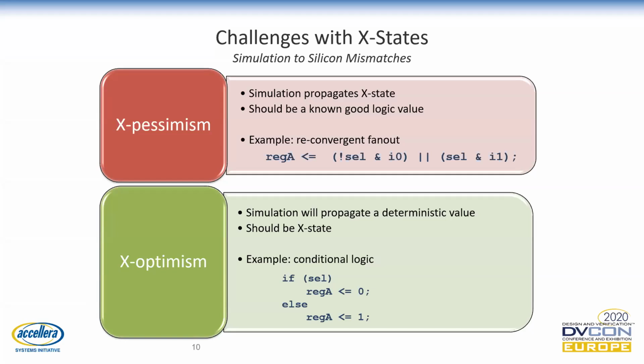In the case of X optimism, simulation will optimistically propagate a deterministic value. But in silicon, the logic would be an unknown value. In this example, the else condition becomes active when select goes unknown, so the simulation would always propagate a 1. But in silicon, we don't know what reg A would be. So reg A would be unknown in silicon if select goes to a 1, or select goes unknown.